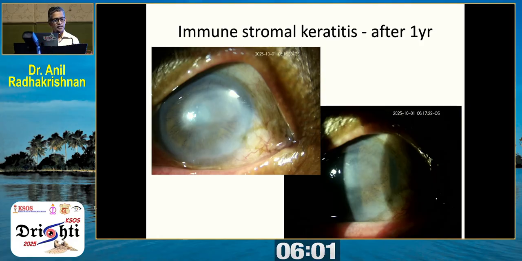So again, the treatment is basically steroids. Episcleritis, scleritis, immune stromal keratitis, uveitis, everything the treatment is steroids, and you should not be hesitant to start steroid therapy, either dexamethasone or prednisolone acetate. But it is wiser to give an antiviral cover whenever you do that.